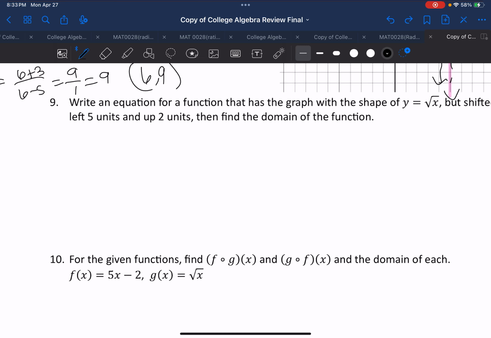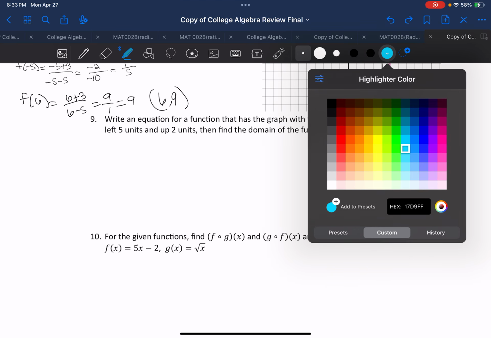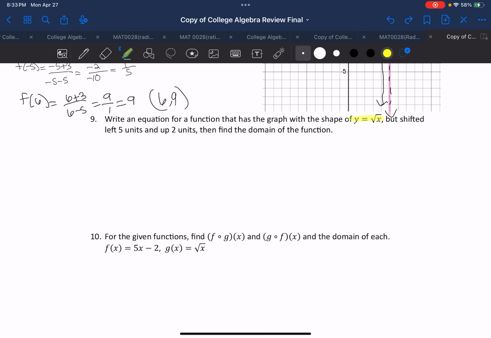Okay, number 9, write an equation for a function that has the graph with the shape of y equals square root of x, but shifted left 5 units and up 2 units. Then find the domain of the function. So they're giving me this base graph here, function, y equals the square root of x. And they want me to find the equation of a graph that has that shape of the base graph square root of x, but shifted left 5 units.